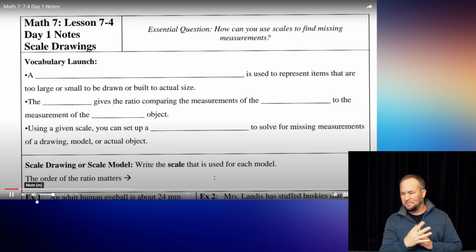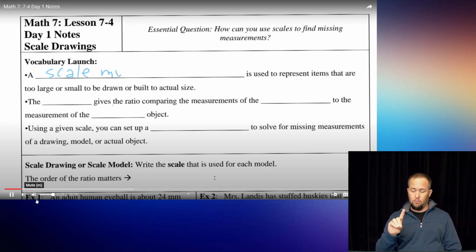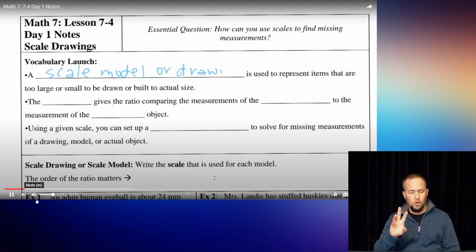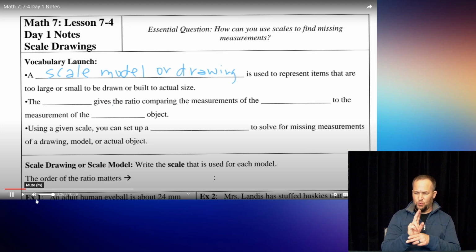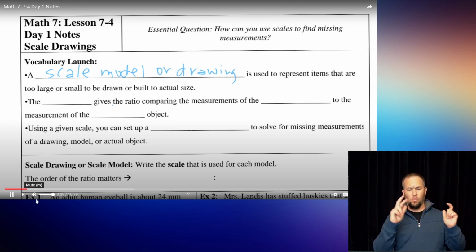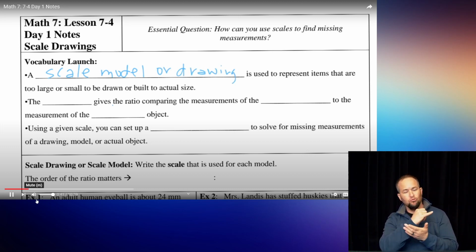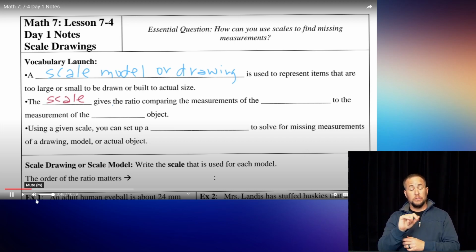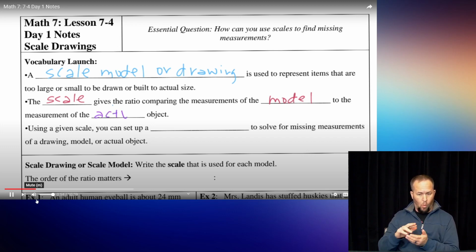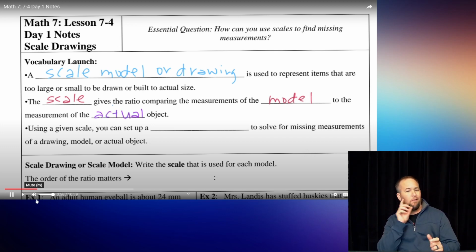Vocab launch, a scale model or drawing is used to represent items that are too large or too small to be drawn or built to actual size. So keeping that in mind, the scale is going to give the ratio that compares the measurements of the model to the actual object. So it's always going to be in that ratio of model to the actual.